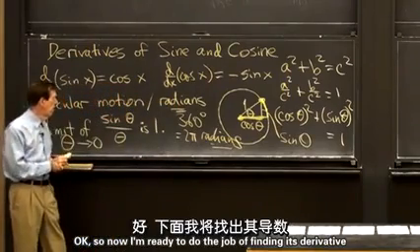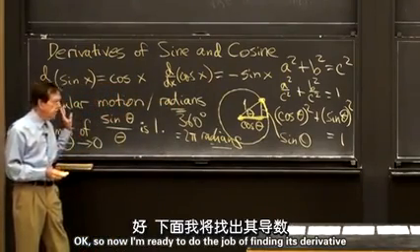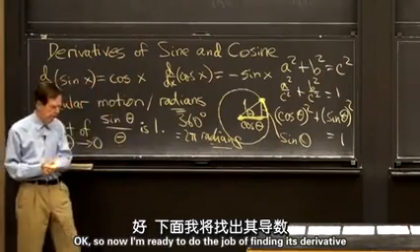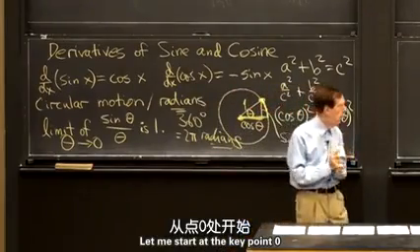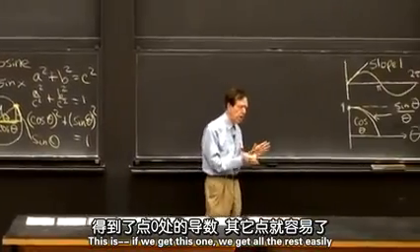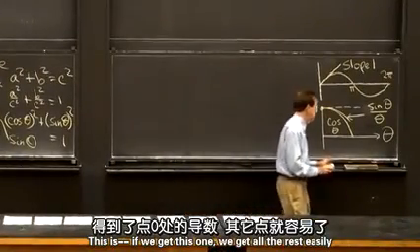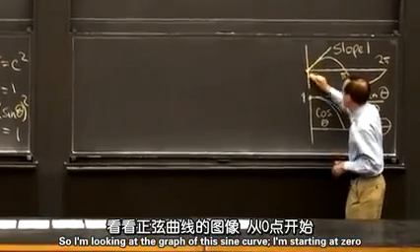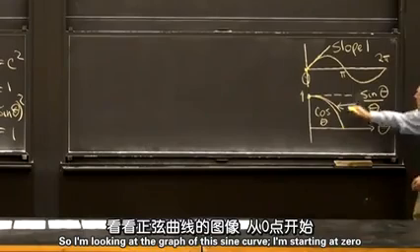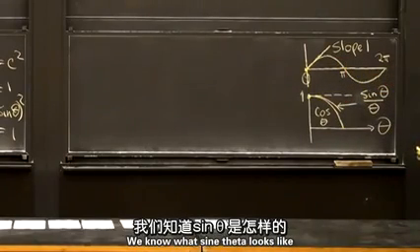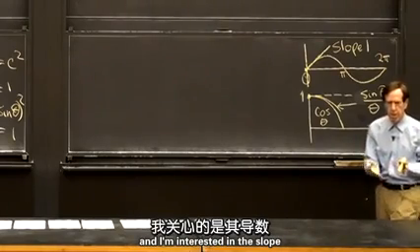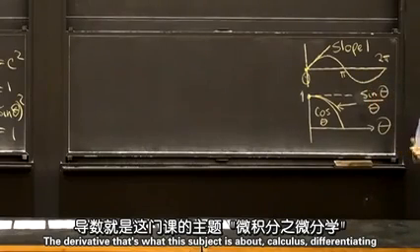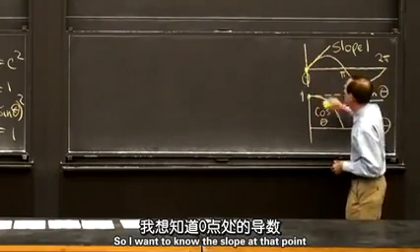Okay. So now I'm ready to do the job of finding this derivative. Let me start at the key point 0. If we get this one, we get all the rest easily. So I'm looking at the graph of the sine curve. I'm starting at 0. We know what sine theta looks like. And I'm interested in the slope, the derivative. That's what this subject is about, calculus, differentiating. So I want to know the slope at that point.